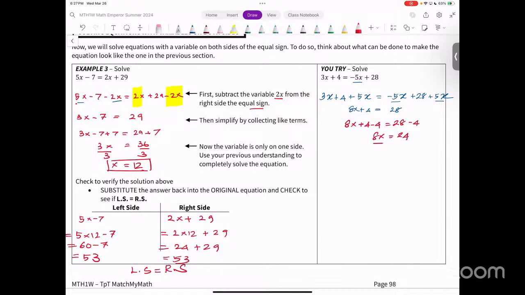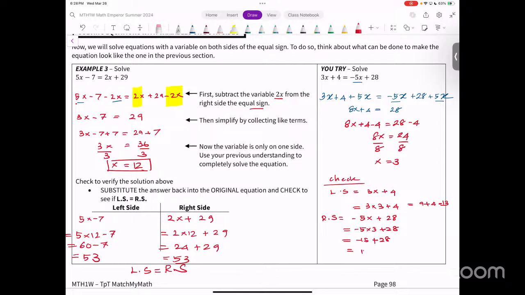To solve for x, we can divide it by 8. So x is equal to 3. You need to check your answer. Left-hand side, 3x plus 4. Right-hand side, minus 5x plus 28. Minus 5 times 3 plus 28. Negative 15 plus 28 is positive 13 again. So that's confirmed my answer was right.